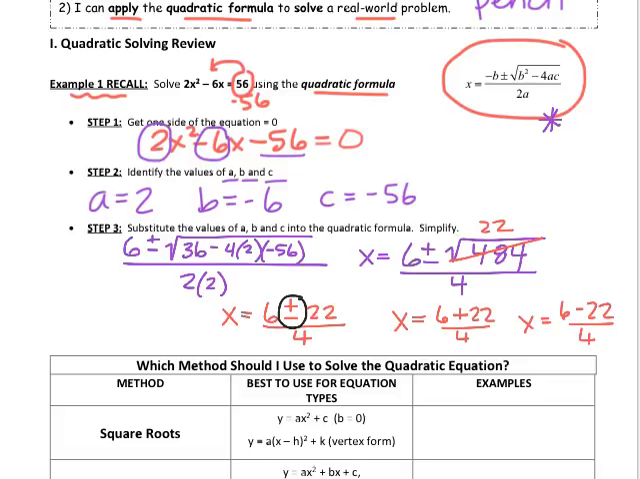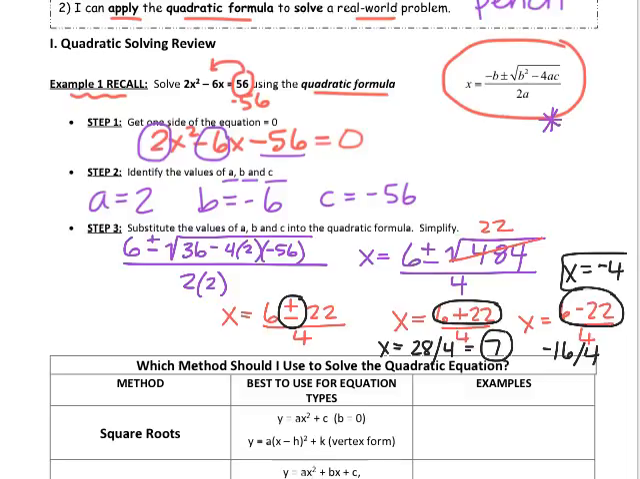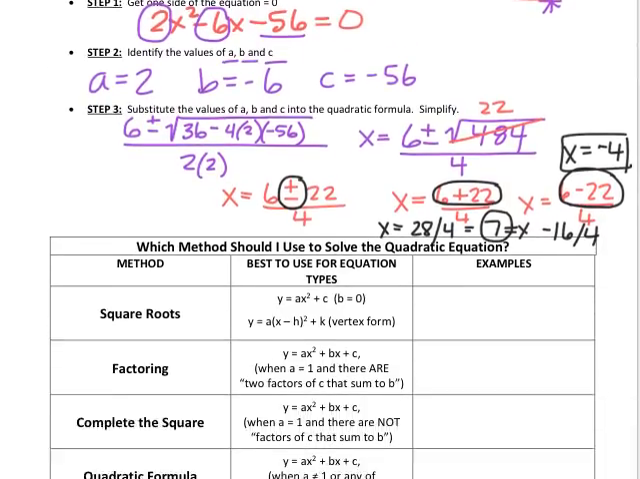If I simplify this, 6 plus 22 is 28, and x equals 28 divided by 4, which is 7. So there's one of my answers. And if I simplify 6 minus 22, that's negative 16. So negative 16 divided by 4, x is going to equal negative 4. Okay, so I have two answers for x, the x equals 7 answer and also the x equals negative 4 answer. So that's just a reminder of how the quadratic formula works to help us solve a quadratic equation.